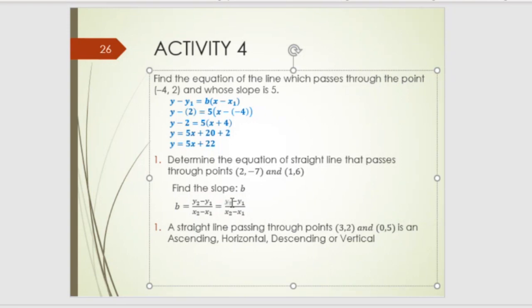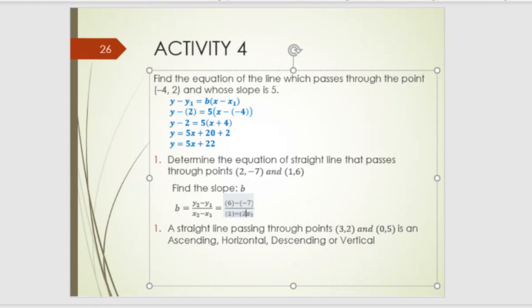Okay, so you identify, it means you need to define which one is y2, which one is y1. So in our case, what is our y2? 6. Y2 is 6. All right, thank you. Okay. Anyone want to be the y1 now? -7. It's -7, right? All right, thank you. X2. 1. Okay, thank you. X1.